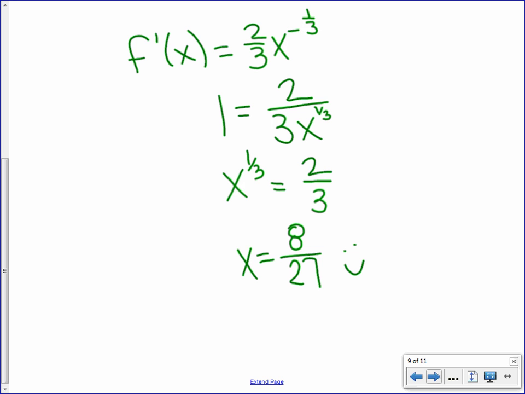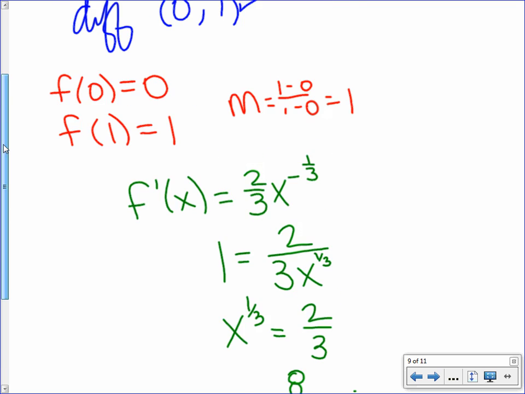as the slope of the secant line between 0 and 1, because our average rate of change on our interval is 1.